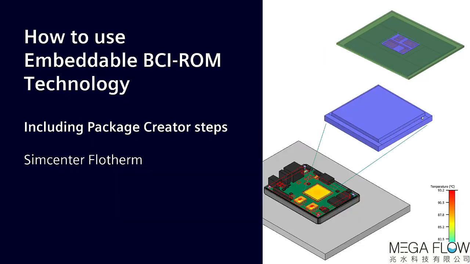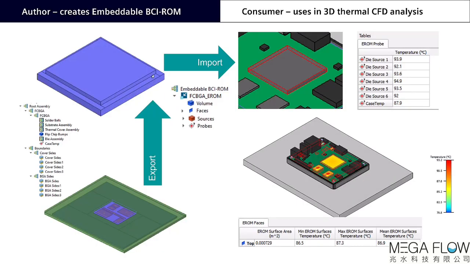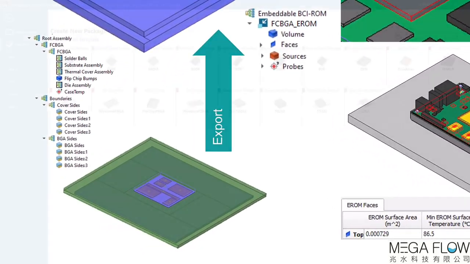Embeddable Boundary Condition Independent Reduced Order Model, or Embeddable BCI ROM technology, makes it possible to achieve predictive accuracy in static or transient system level thermal analysis without the internal specifics of the physical detailed model. In this video, the entire workflow to create and then use an embeddable BCI ROM in a system level design is demonstrated. To create an embeddable BCI ROM, first the detailed model must be created.